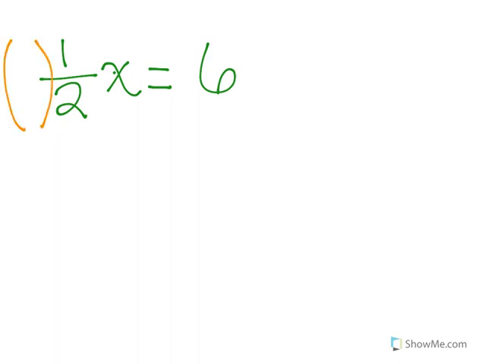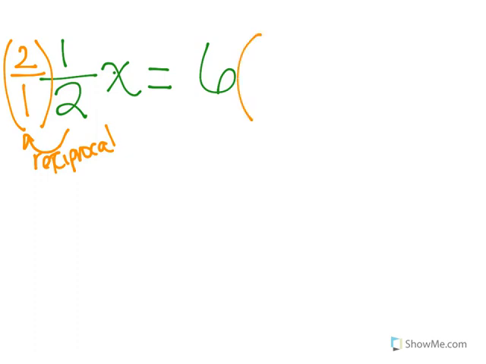If I have 1/2 x equals 6, I'm still doing my inverse. So right now I am multiplying x by 1 and dividing it by 2. So my inverse would be to multiply by 2 and divide by 1. This is called the reciprocal. Okay, I'm multiplying a fraction by its reciprocal.